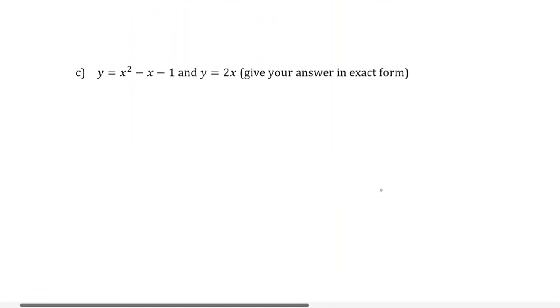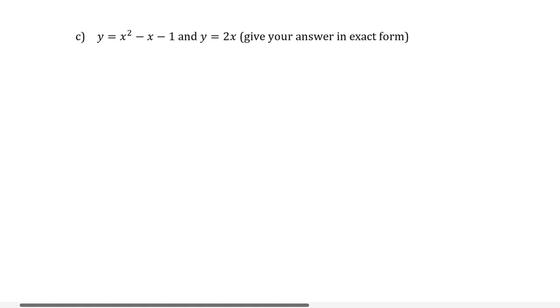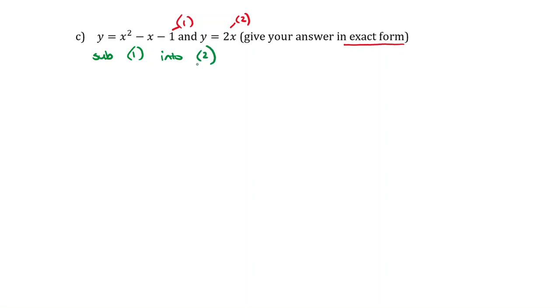Part C. We want to solve these, and it does give us a hint to give an answer in exact form. That gives an indication that maybe the solutions of this aren't nice whole numbers, so factorizing might not be an option here. So we have equation 1 and we have equation 2. We are going to sub equation 1 into equation 2. That would give x squared minus x minus 1 is equal to 2x. Subtracting the 2x over, we would get x squared minus 3x minus 1 equals 0.